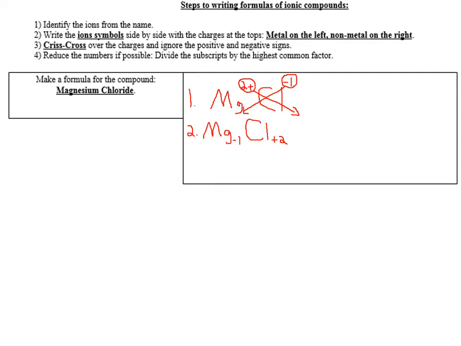Now you're going to get rid of the symbol for the charges, so the minus and plus, get rid of it. So Mg1 Cl2, and then you're going to get rid of the 1. You don't need to have the 1 there because it's implied. So our final answer will look something like this. MgCl2.